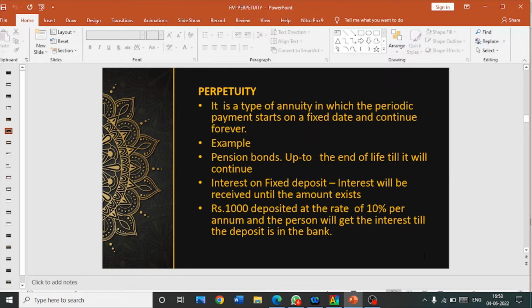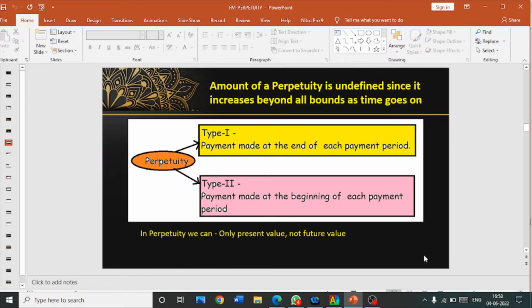So perpetuity is a type of annuity. It's a type of payment which you receive at a regular interval till you are alive, or as long as the amount which you paid or deposited is in the bank or in the institution. This is a perpetuity. Perpetuity is of two types. Same as the annuity, there is payment made at the end and payment made at the beginning. The perpetuity has the same, because it is also a regular payment.